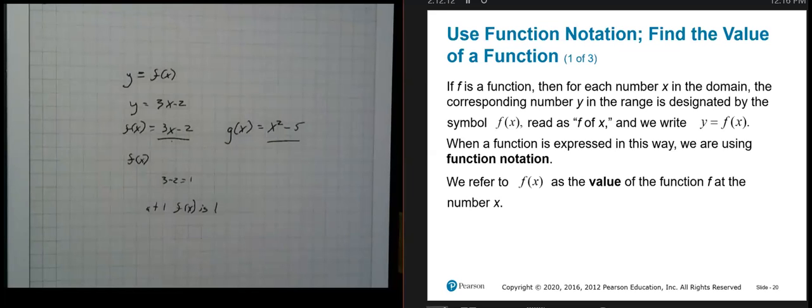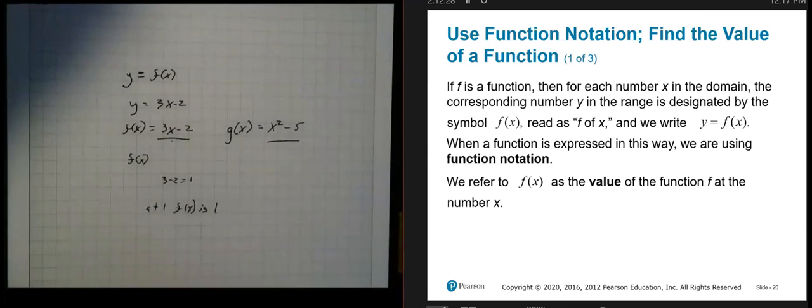So this is one way of looking at what this means to us. So we get the value of the function. The value of the function is the y value. And x gives us that y value. We can't have the y value without the x. So we have to mention the x that gives us that y value.